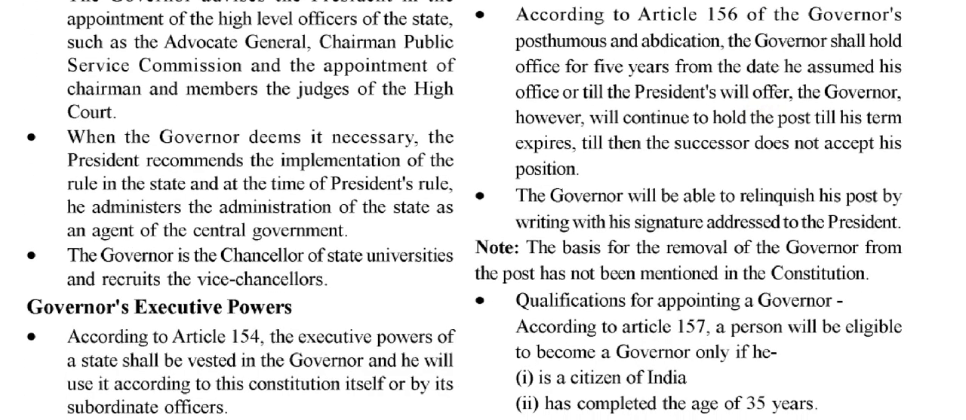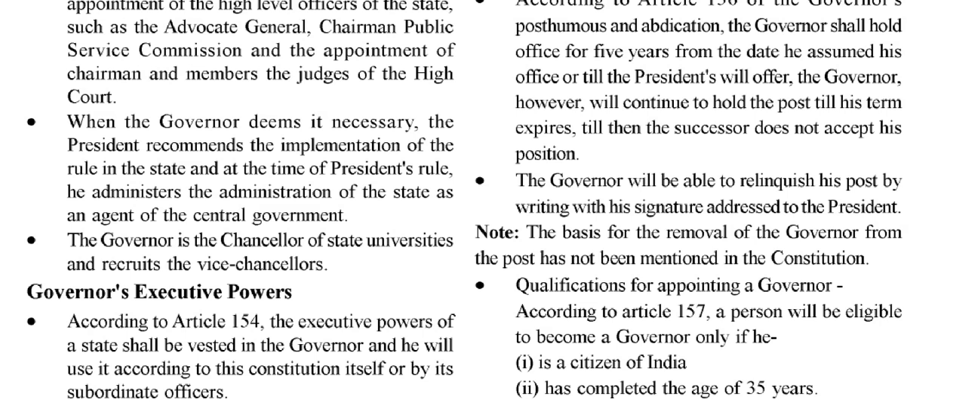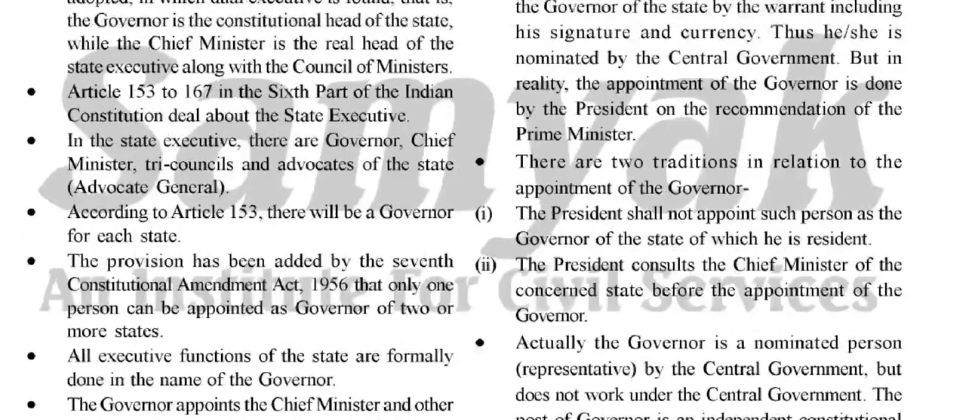When the governor deems it necessary, the president recommends the implementation of president's rule in the state, and at the time of president's rule, he administers the state as an agent of the central government. The governor is the chancellor of the state universities and recruits the vice chancellors. Governor's executive powers. According to Article 154, the executive powers of the state shall be vested in the governor and he will use it according to the constitution itself or by his subordinate officers.